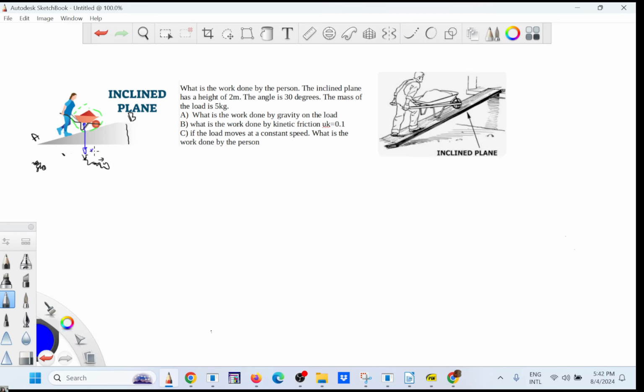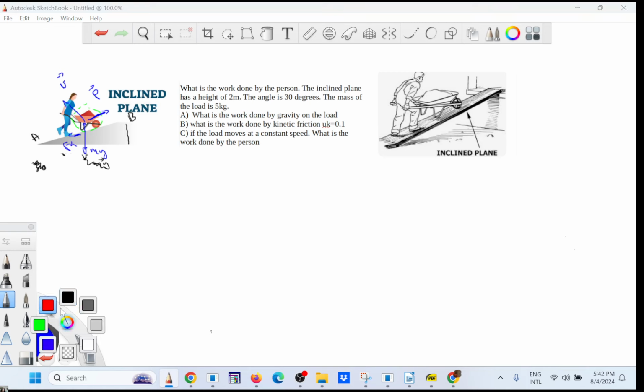Okay, so if the system is just a load here, you see the weight is straight down, so that will be mg. You're going to have the normal force perpendicular here. Let's say the person is pushing in this direction here. That will be the push. And you also have the kinetic friction in this direction.